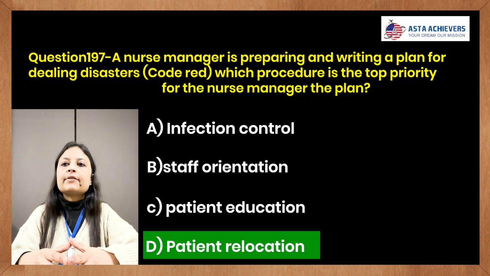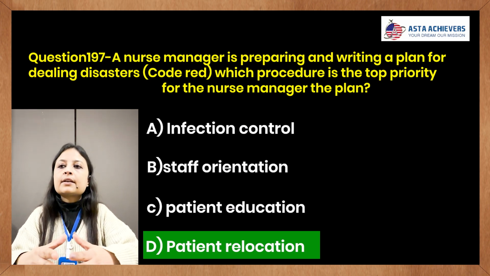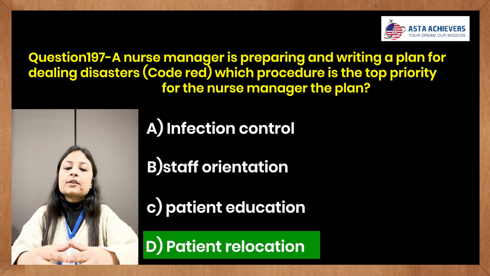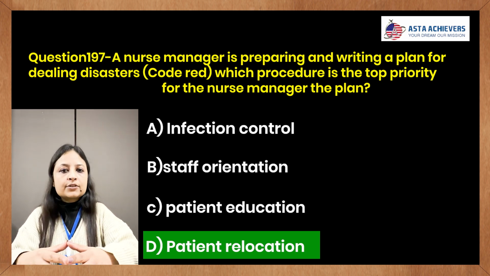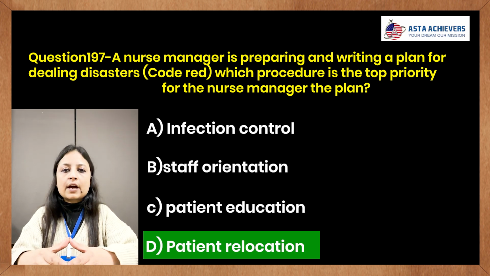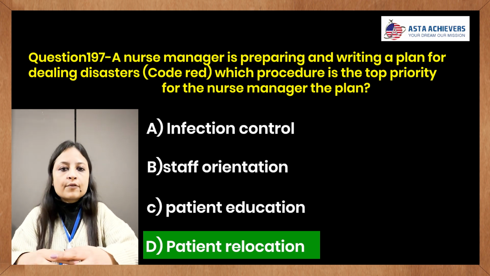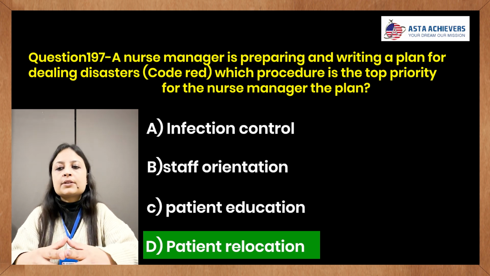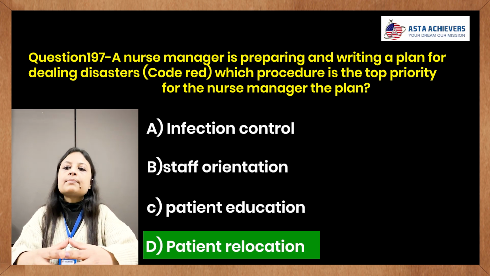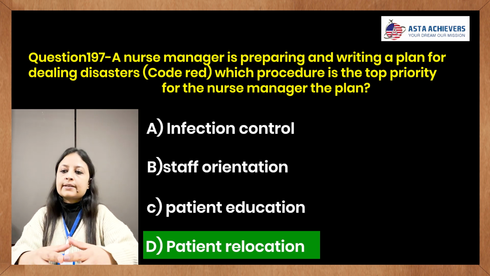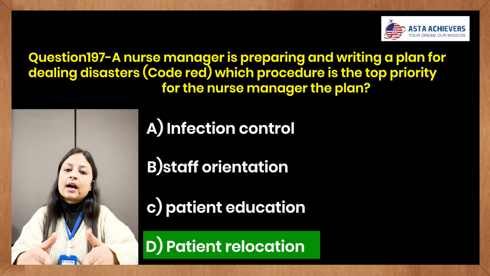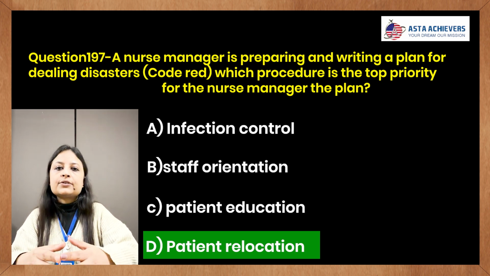Question 197. A nurse manager is preparing and writing a plan for dealing with the disaster, code red. So which procedure is a top priority for the nurse manager to plan? So option A, infection control. Option B, staff orientation. Option C, patient education. And option D, patient relocation. So option D, patient relocation, is the correct answer because code red almost always signifies a fire or smoke, triggering the immediate staff action to rescue the people in danger.